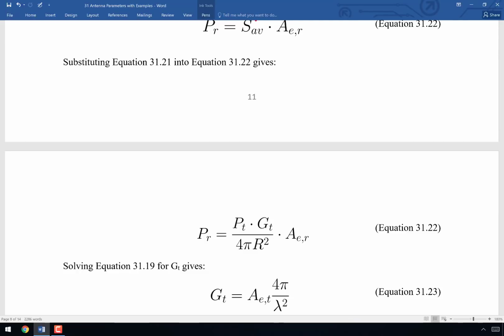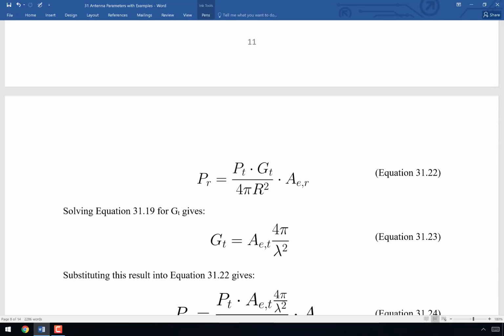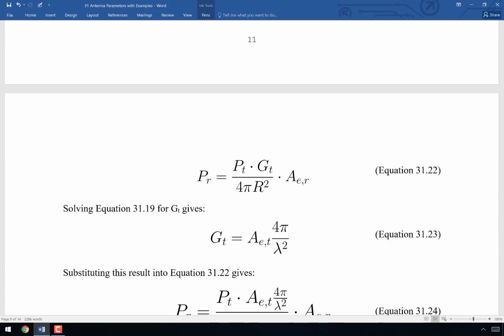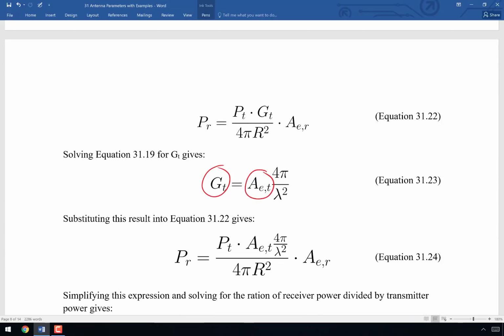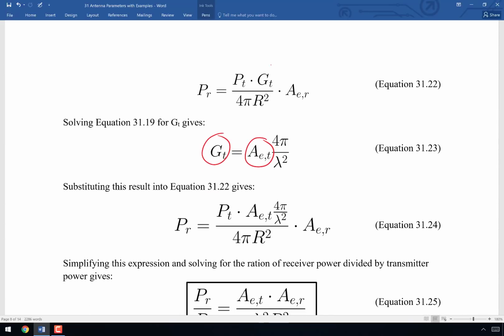Now, I can go way back up to the equation that was used to define the effective area as a function of gain. I'm going to solve that for the gain, and I'm going to apply it particularly at the transmitter. So I get a relationship between the gain at the transmitter and the effective area of the transmitter. We've been talking about effective area for receivers, but remember, we talked about complementarity. It's also sometimes called reciprocity. The reciprocal relationship, or the complementary relationship between a transmitter and a receiver, says that the effective area, if it's good for a receiver, is also going to be good for a transmitter as well. So if we substitute that equation in for G sub t, we end up with equation 31.24.